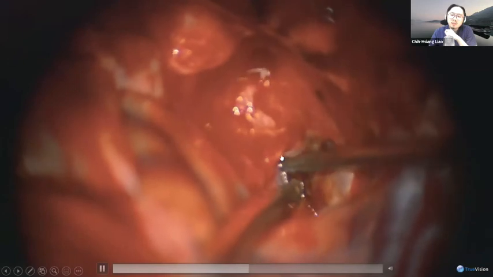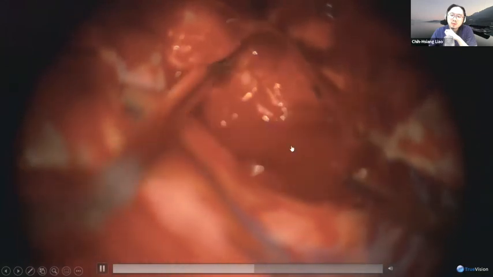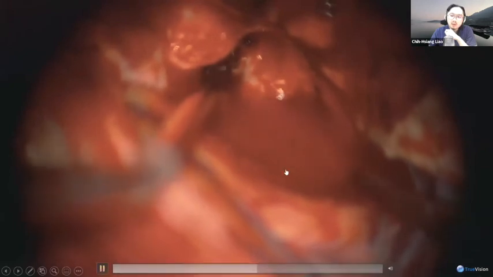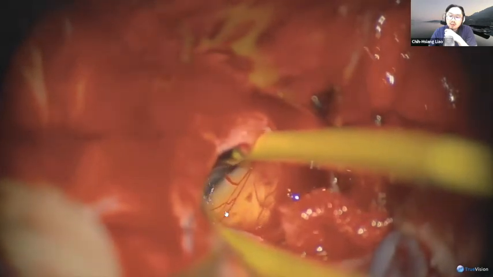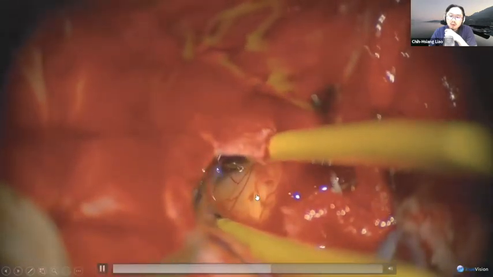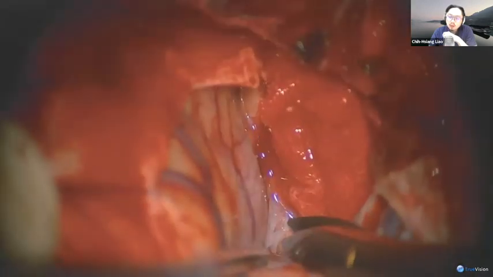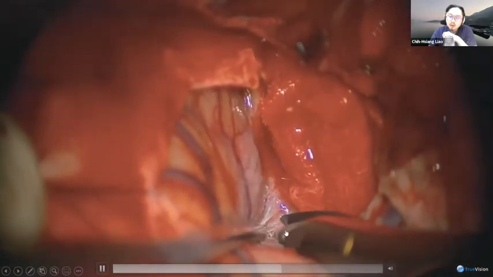I can put the instrument through and check it here. So I got all the dura ring cut, and I can mobilize the ICA. This is the optic nerve. And you can see the pipeline through the vessel. The pipeline is here.